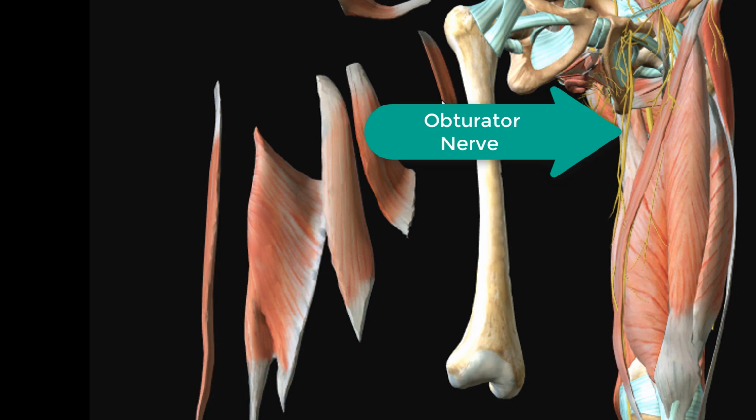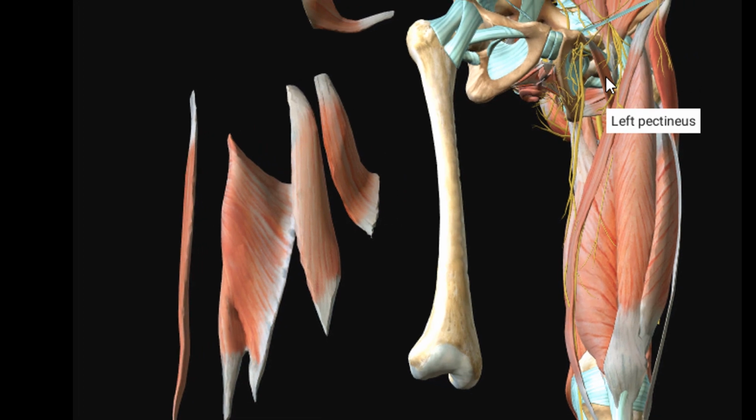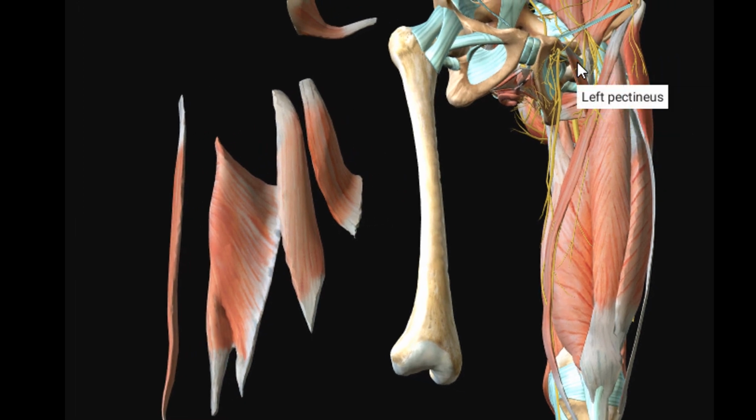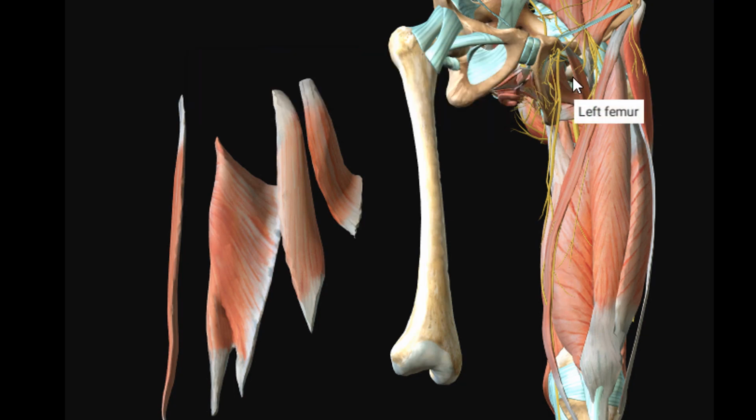So let's put them in place and you can see what they do. So here's the pectineus. It's the most superior of those inner groin muscles. And it becomes really relevant when we're looking for femoral hernias. So femoral hernias are located anterior to that muscle. Then deep to that is one called the obturator externus. And the obturator externus will steady the femur within the acetabulum.